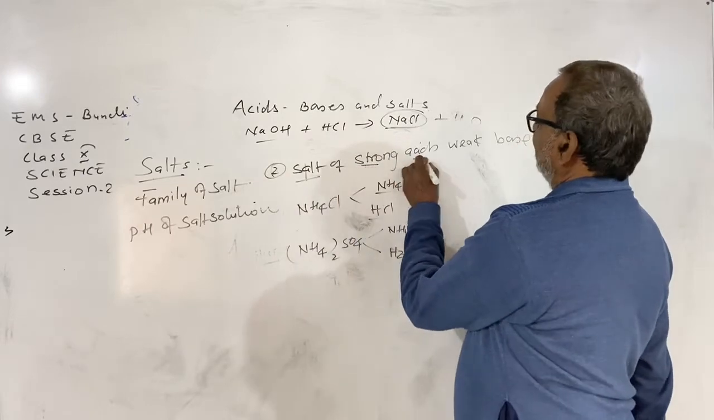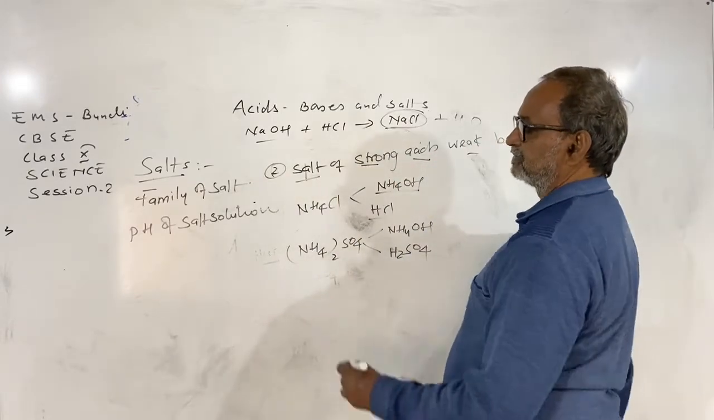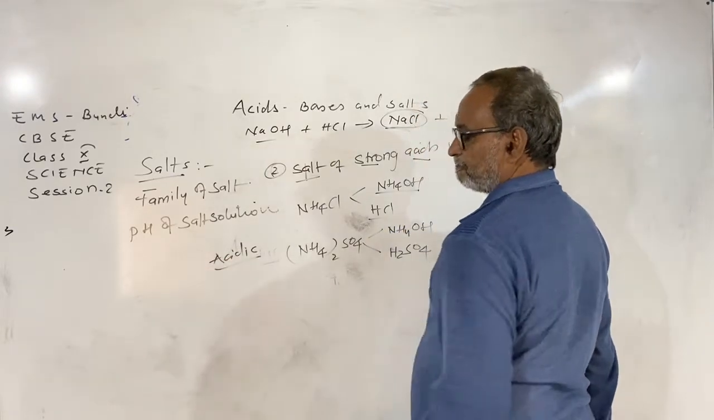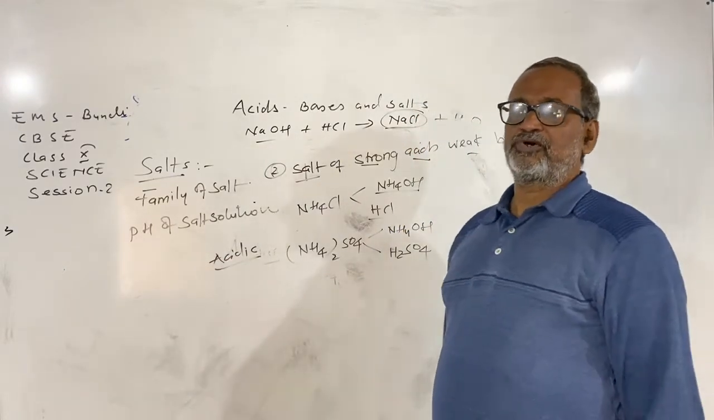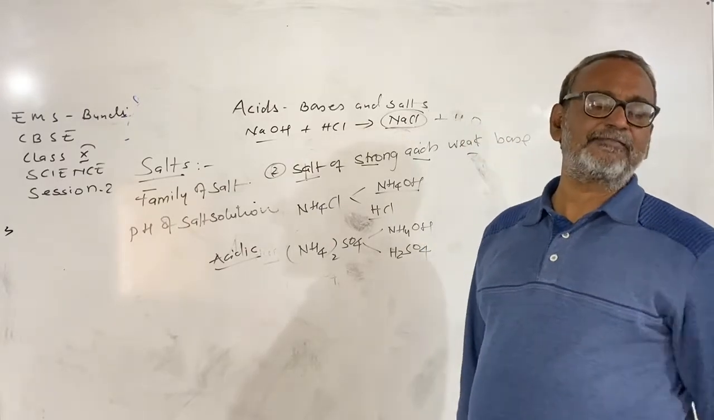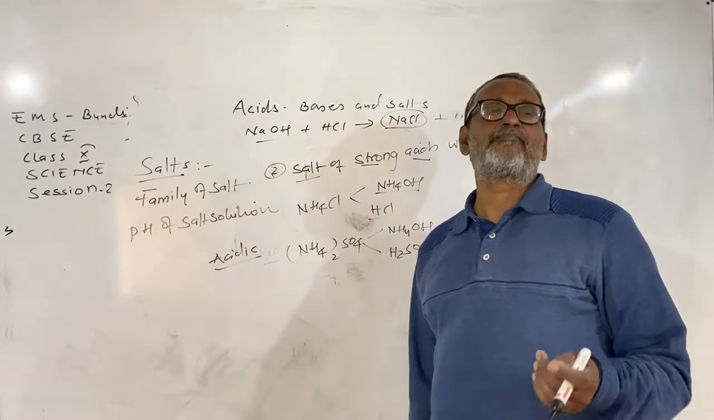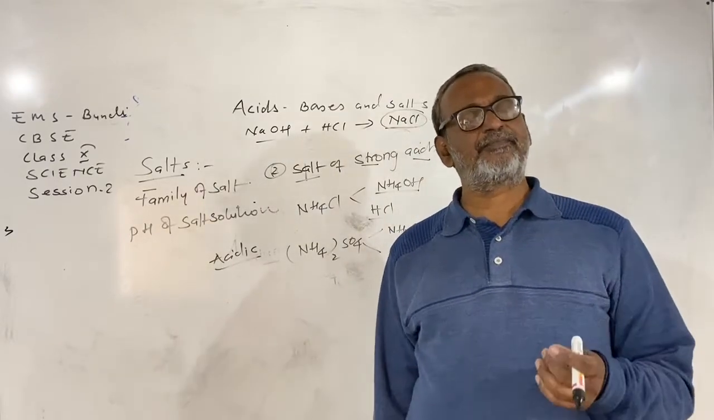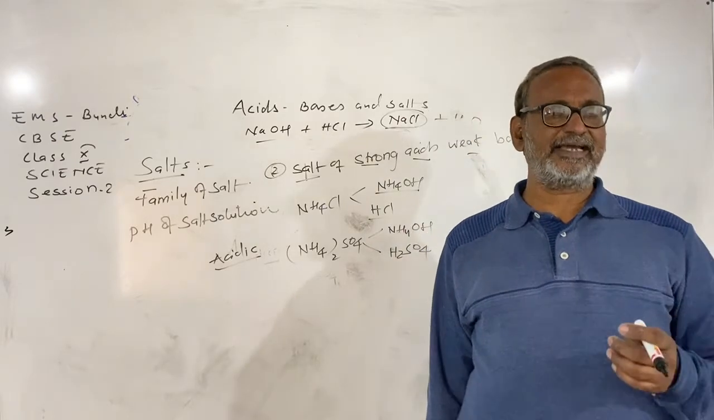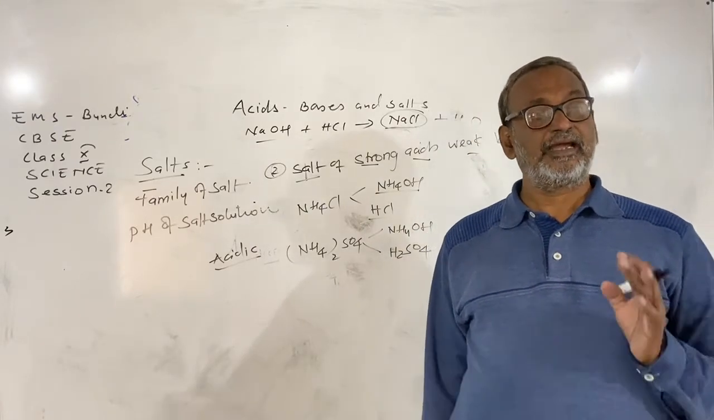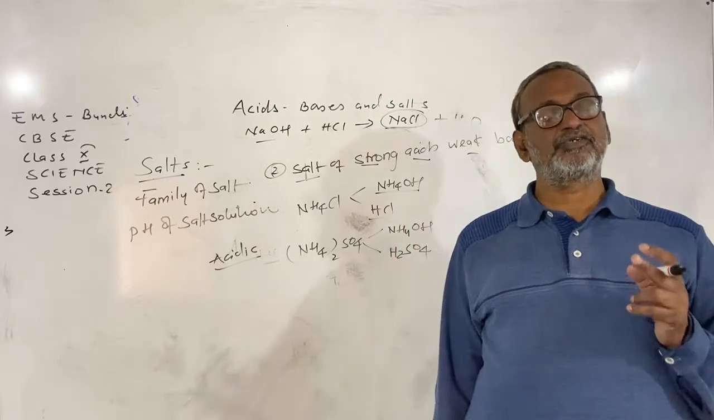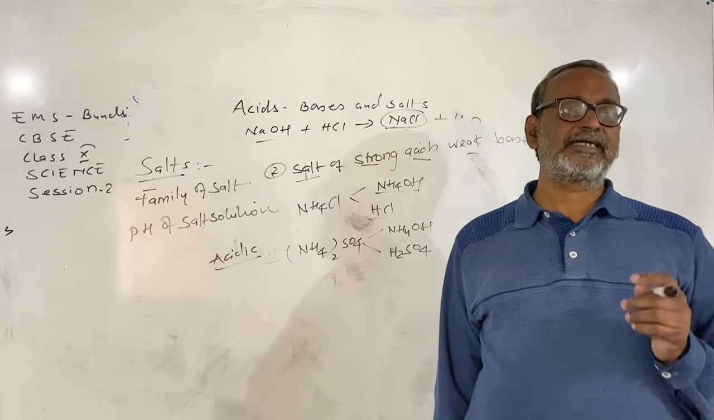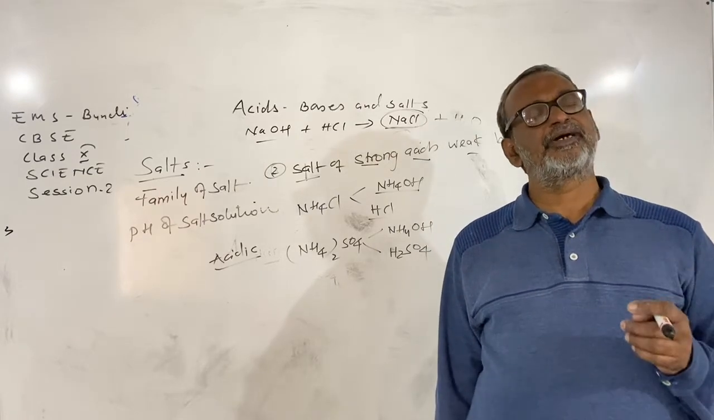Salts of strong acid and weak base are acidic in nature. The pH of solutions of these salts is less than 7, and they turn blue litmus red.